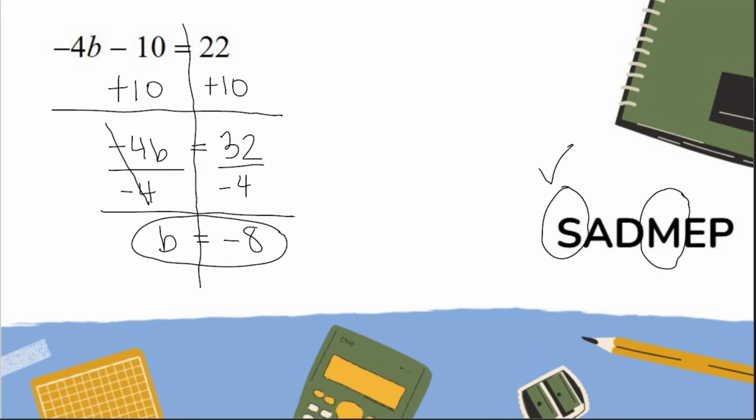So you just got to remember, identify what's going on, use SADMAP to figure out what's your first step, do the first step, use SADMAP to figure out the second step, do your second step. That's our big thing today.